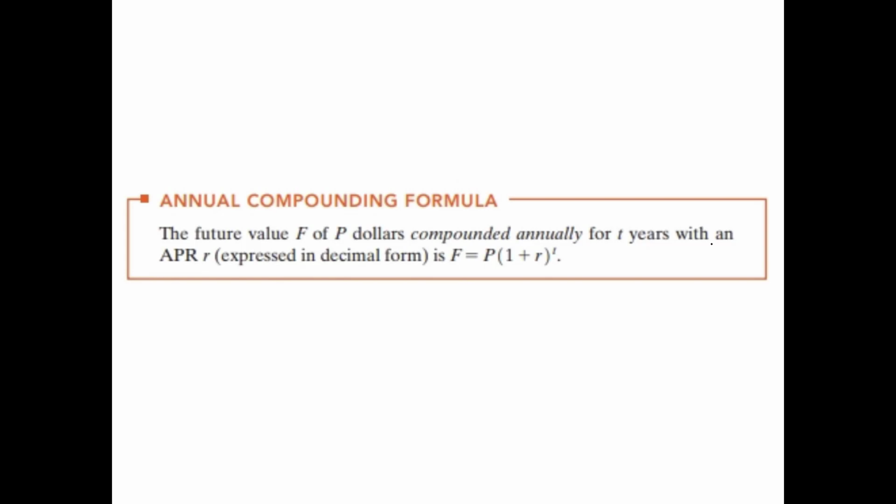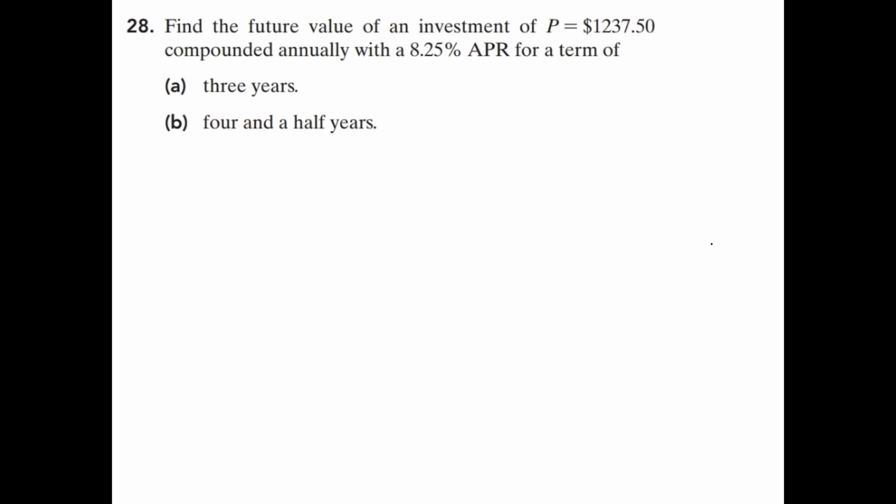The future value F of P dollars compounded annually for t years with an APR expressed in decimal form is F equals P times (1 plus r) to the t. So find the future value of an investment of P, which is $1,237.50, compounded annually with 8.25% APR for a term of A, 3 years, and B, 4.5 years.